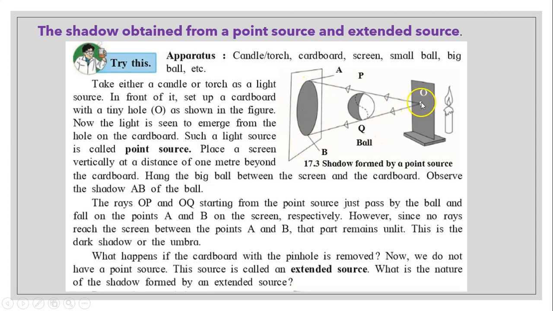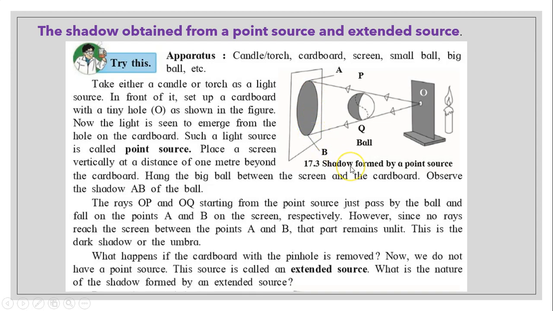The rays OP and OQ starting from the point source just pass the ball and fall on points A and B on the screen respectively. However, since no rays reach between points A and B, that part remains unlit. This is the shadow or the umbra region.